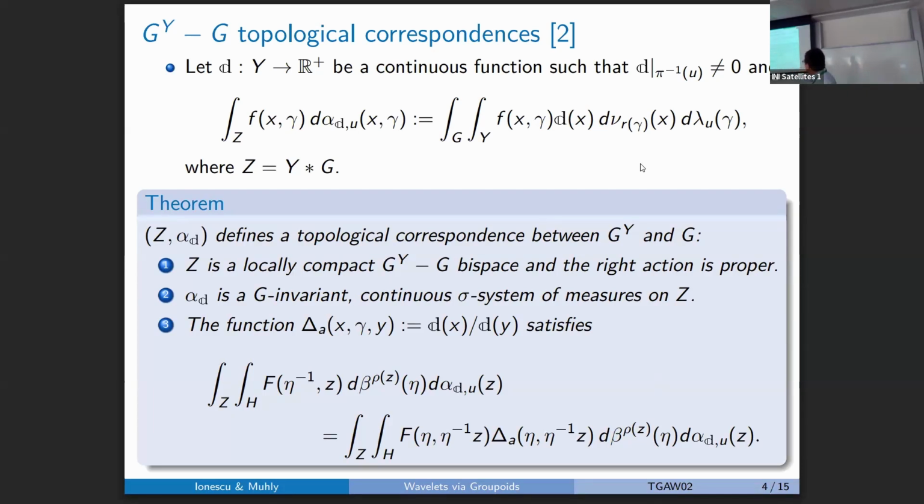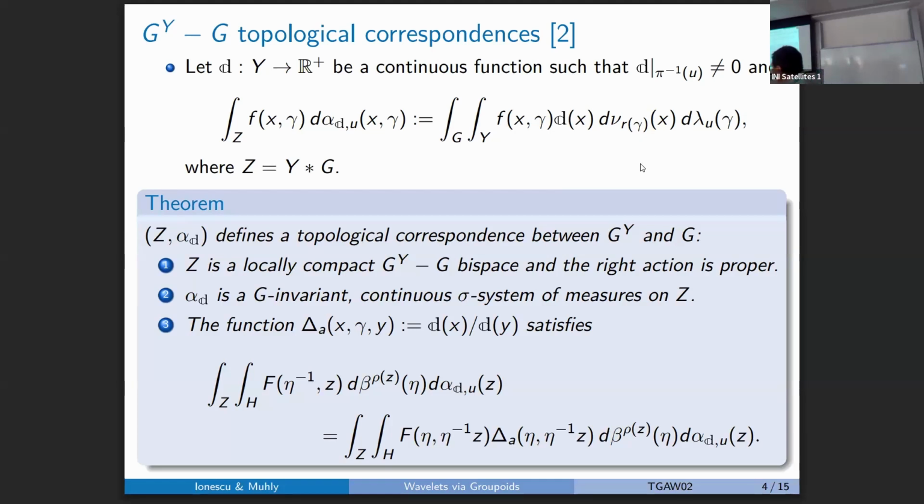Because once we have this system of measures, we can complete the compactly supported continuous functions on Z to define a C-star correspondence from the C-star algebra of G_Y to the C-star algebra of G. And for the left action of the C-star algebra of G_Y, we need a joining function. And therefore, again, we can induce the C-star correspondence that we obtain.